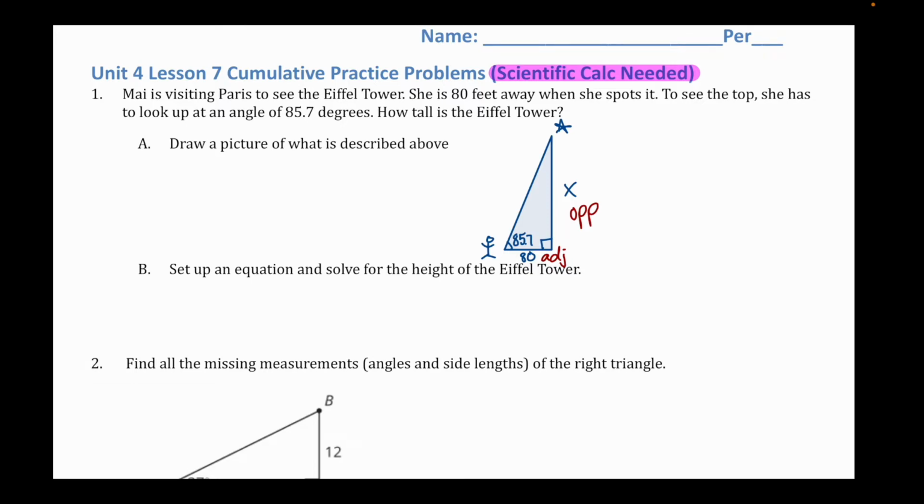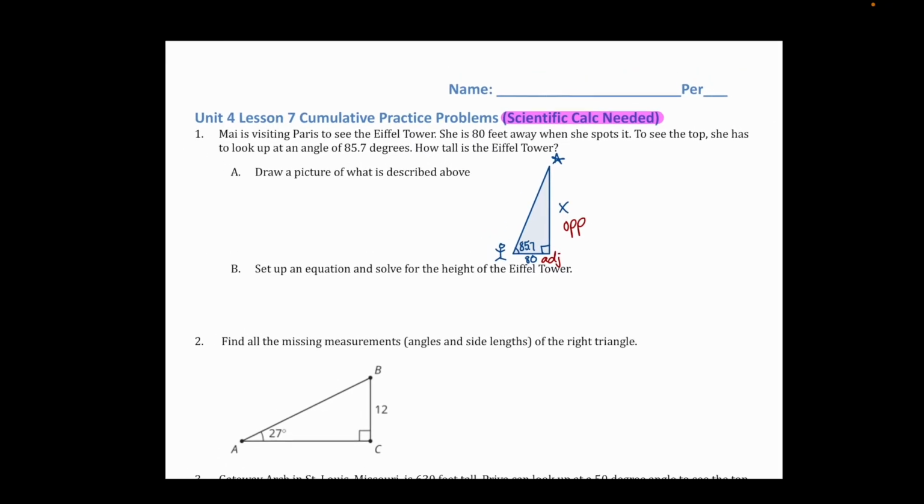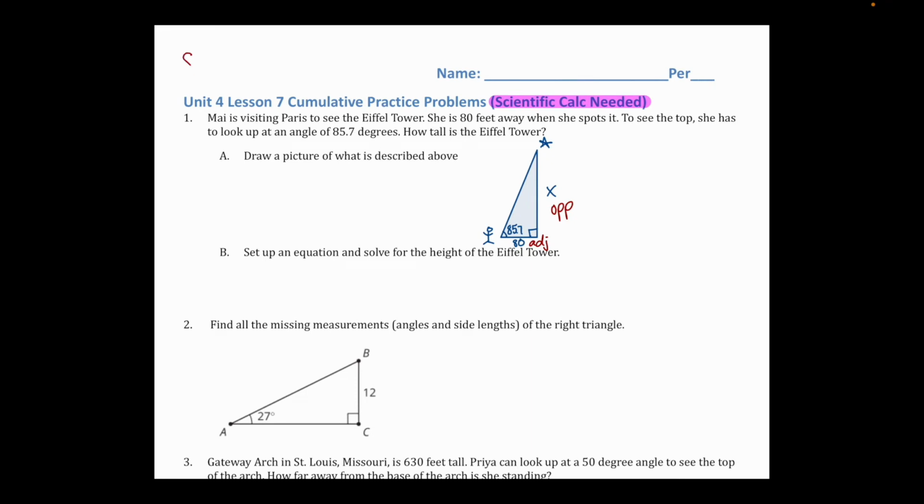So we do know SOHCAHTOA. Just in case, I'll write it at the top here. SOHCAHTOA. And this is opposite and adjacent, so we're going to use tangent. So tangent with opposite and adjacent, we will say tangent of 85.7 degrees should be equal to opposite over adjacent, so x over 80.